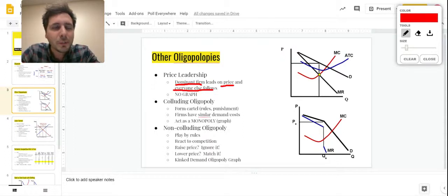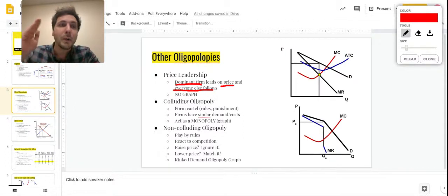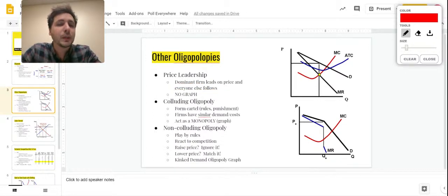Right? So there's no graph there, but keep that in mind. Price leadership, no graph, but one firm, dominant firm, leads the way. Everybody else follows the leader in a price leadership oligopoly. Now, what about a colluding oligopoly? Well, in a colluding oligopoly, this is where the firms decide, you know what, there's an incentive to collude.